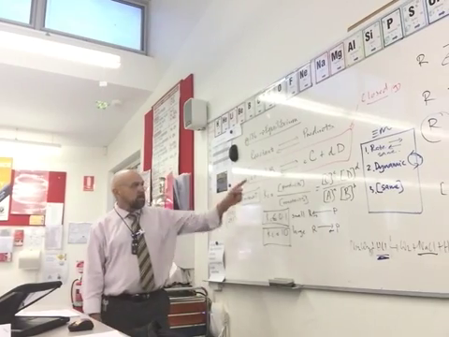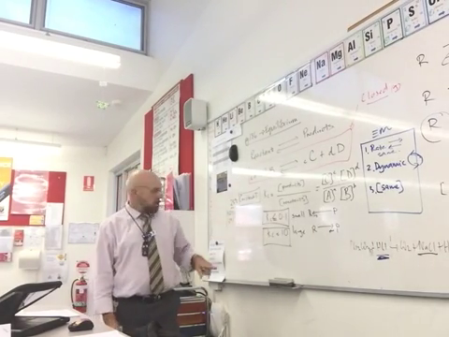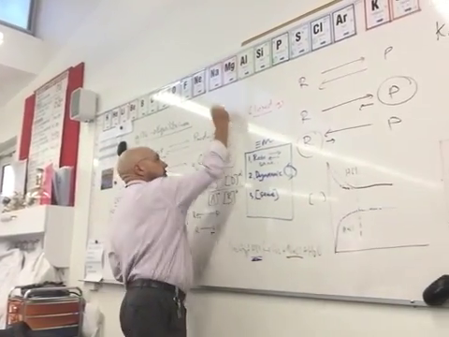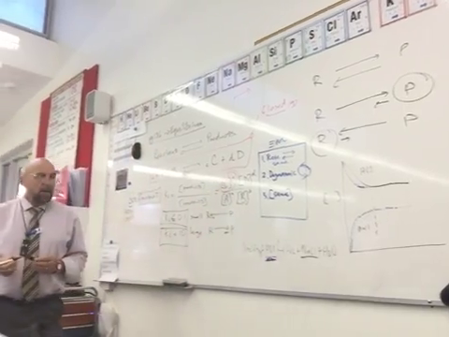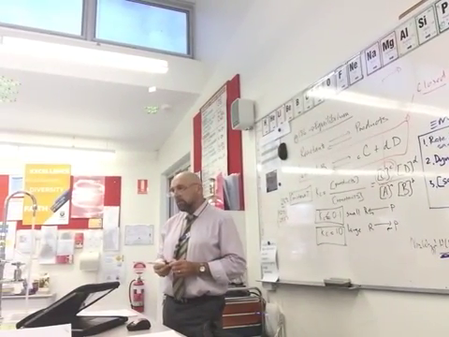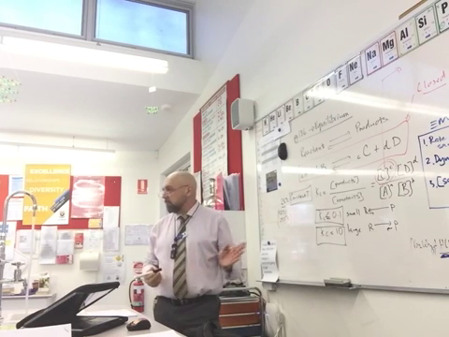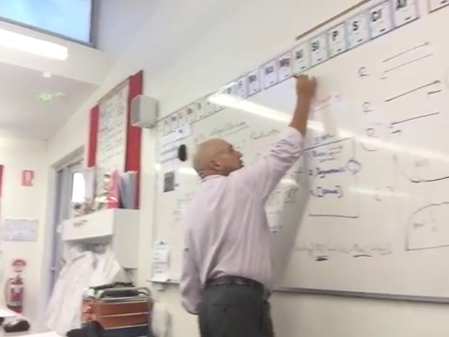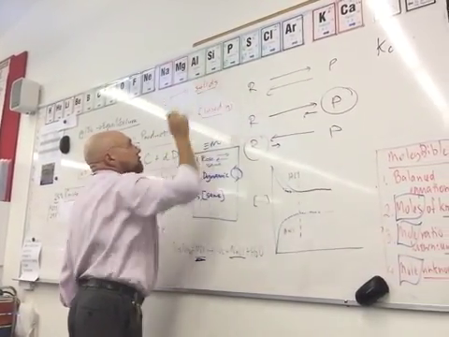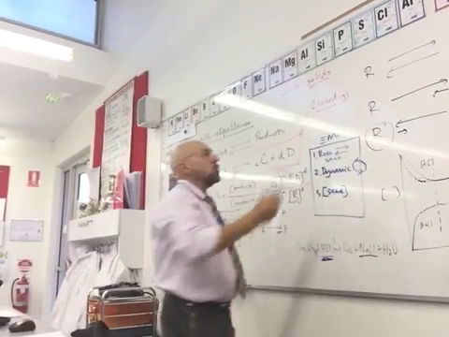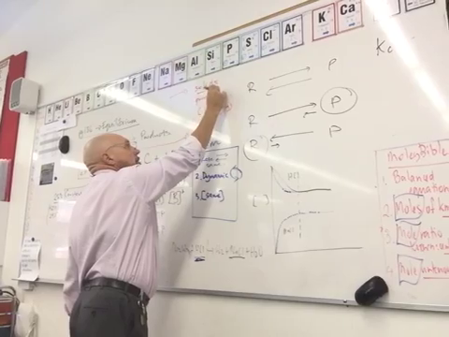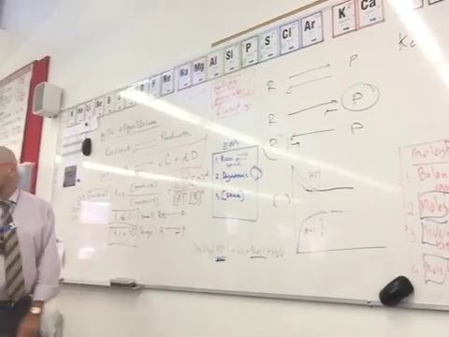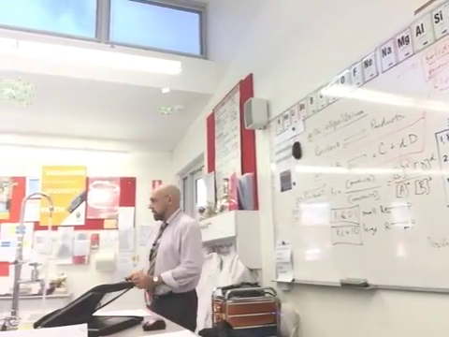Alright, a couple of things in relation to Kc values, and it refers to concentrations. When we write out expressions for Kc, there are some things that we don't include in the expression for Kc. They are these: we don't include solids, and we don't include pure water. Any ideas?